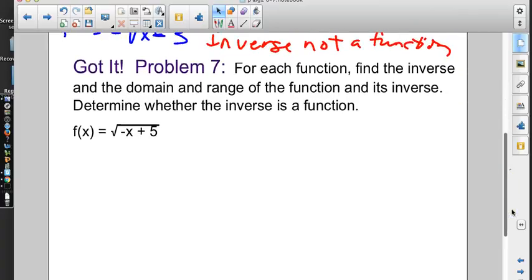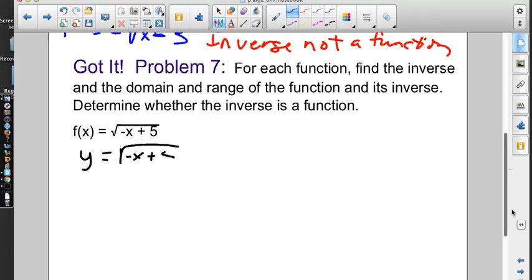It's a little different. Try this one. For each function, find the inverse and the domain and range of the function and its inverse. Determine whether the inverse is a function. Oh, same directions, different problem though. All right, so I'm going to make this a y. Do we want to talk domain right away, or do we want to find the inverse right away?